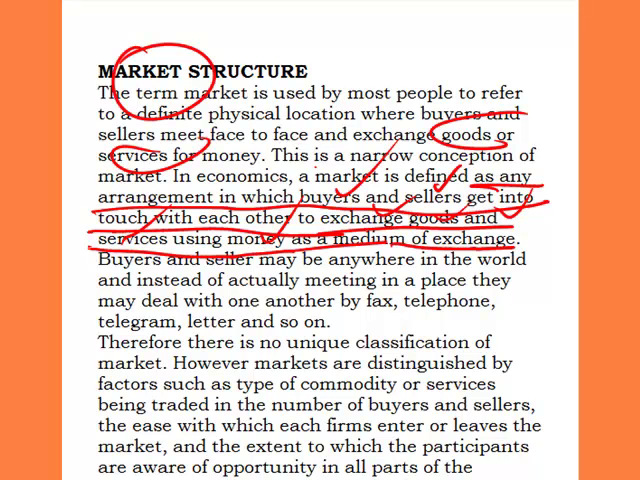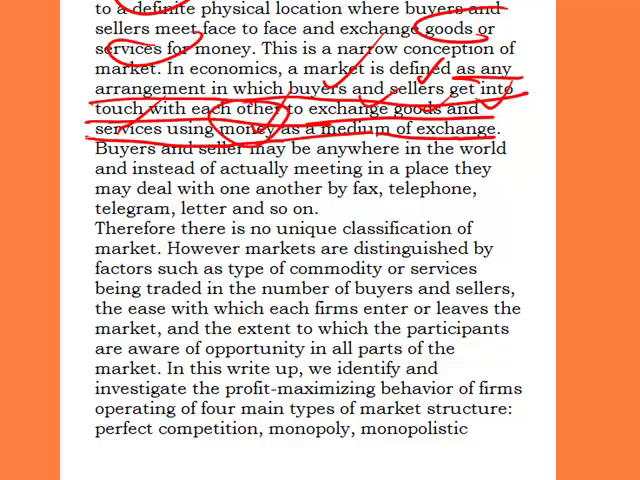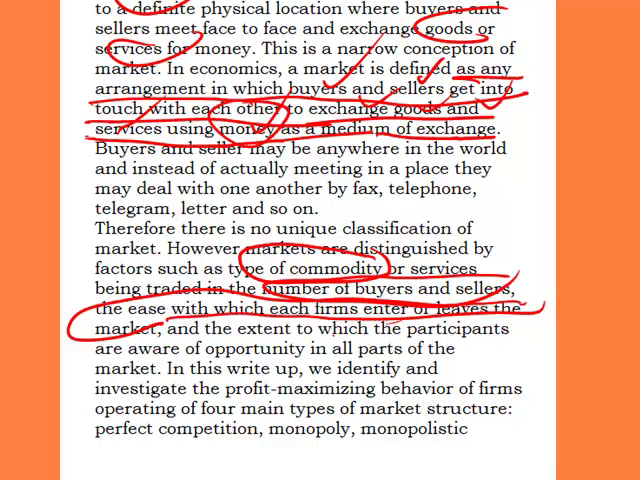And you have to know that money must be the medium of exchange. Buyers and sellers may be anywhere in the world, and instead of actually meeting in a place, they may deal with one another by fax, telephone, telegram, letter, and so on. Therefore, there is no unique classification of market. However, markets can be distinguished by factors such as the type of product or services being traded, the number of buyers and sellers, the ease with which each firm enters or leaves the market, and the extent to which the participants are aware of opportunity in all parts of the market.